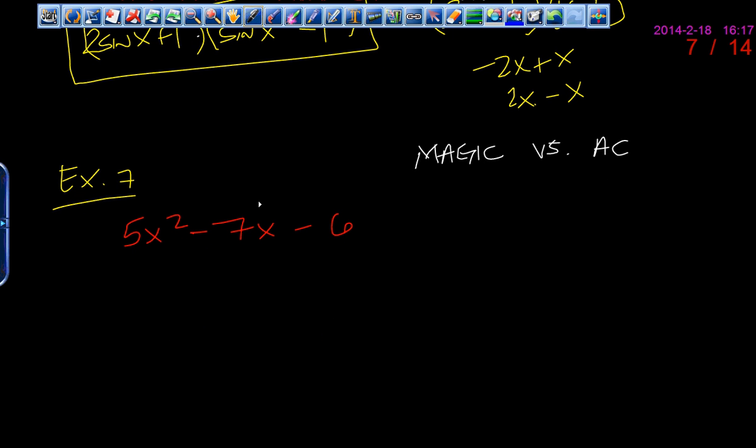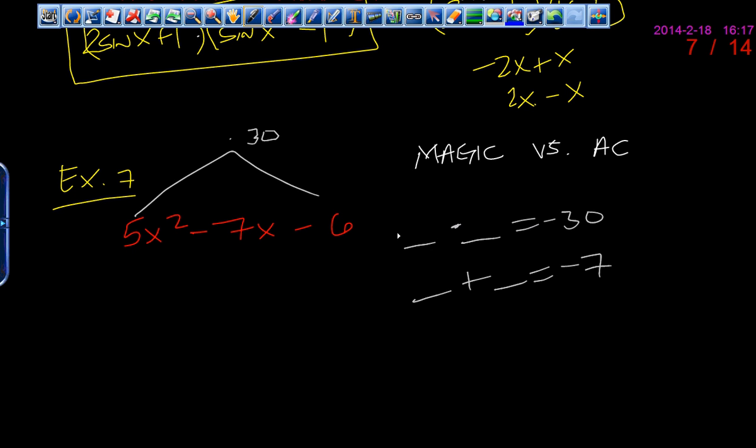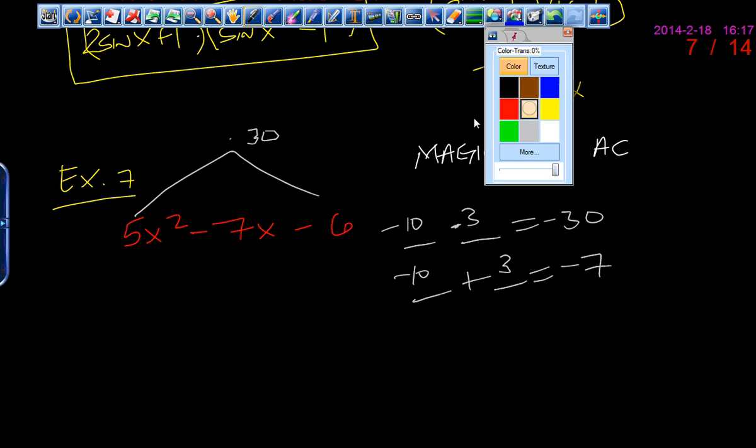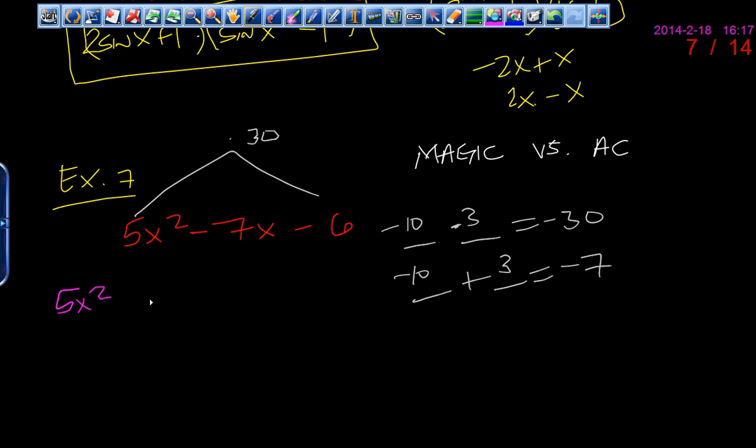The last one, number 7, I got magic versus AC written down, and that's because we kind of got two different thoughts here. Both of them start by doing 5 times 6. That gives us negative 30. So we say, okay, what times what makes negative 30, but also adds up to negative 7. So it's negative 10 and 3. So the AC method takes the first and the last term and leaves them the same. The middle stuff, let's see, 10x and positive 3x.